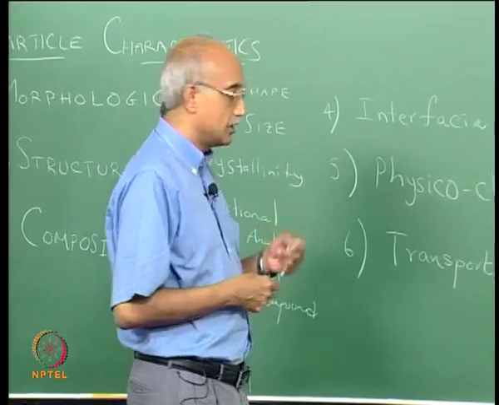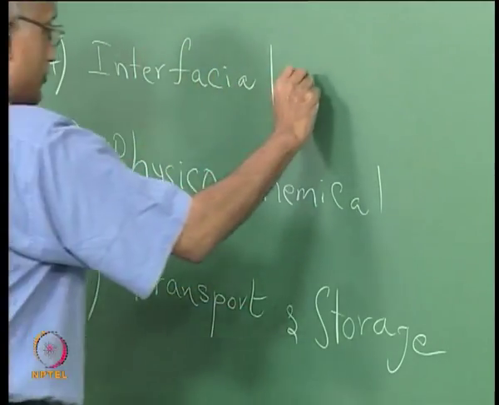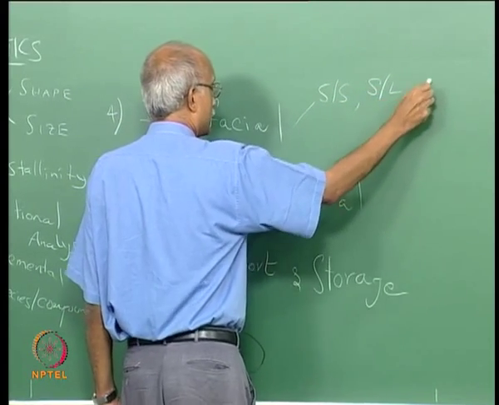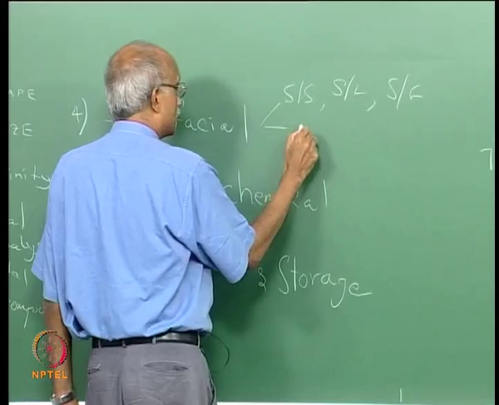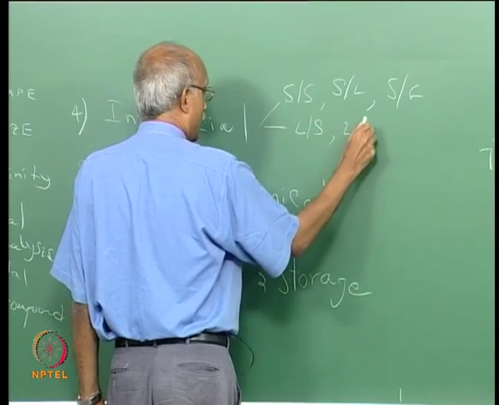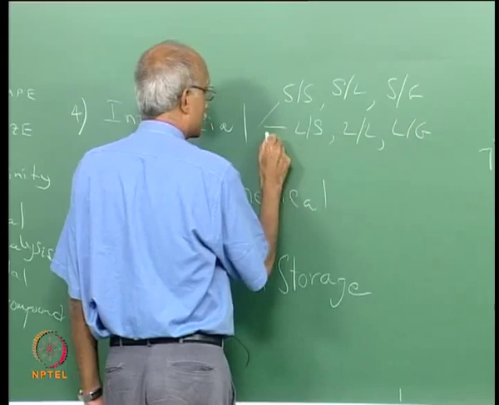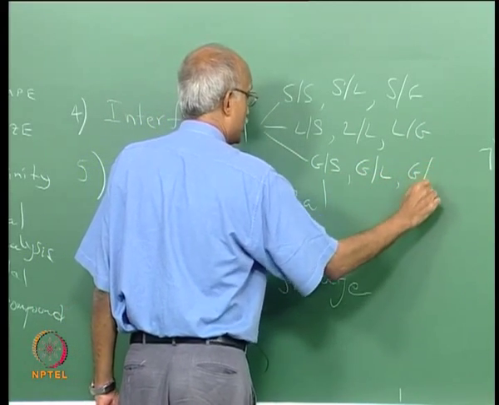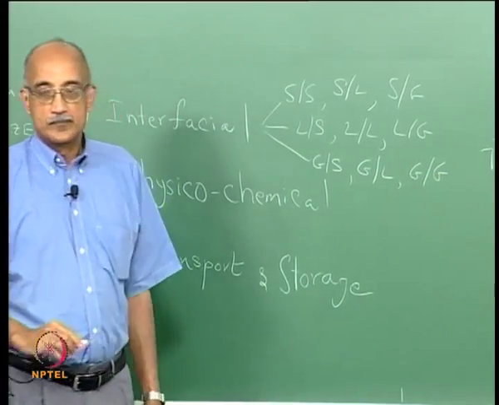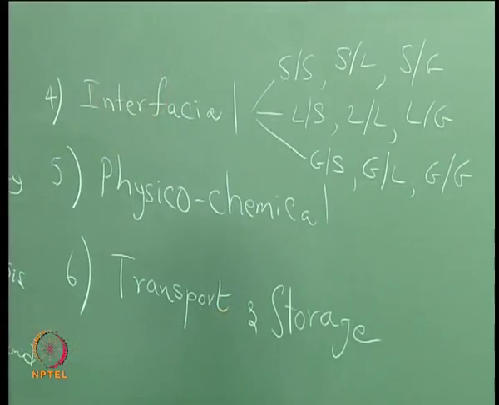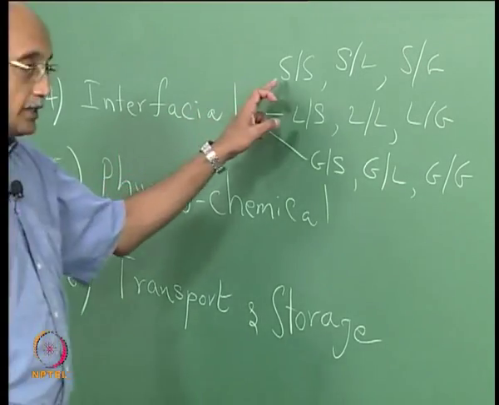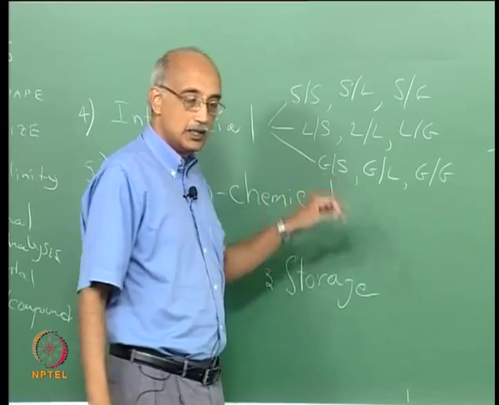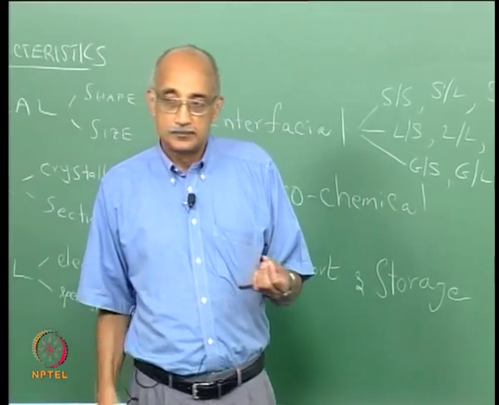So when we talk about interfacial properties, a simple classification is SS, SL, SG, or LS, LL, LG, or GS, GL, GG. What do we mean by that? The particle that is suspended can be solid in nature, or it can be a liquid particle, a droplet, or it can even be a gaseous particle, right?